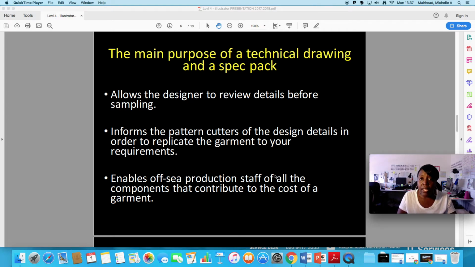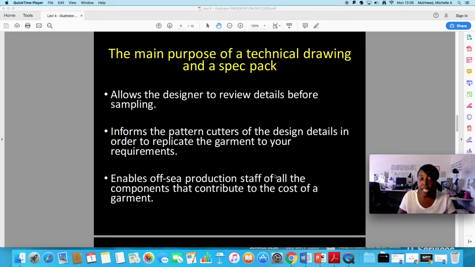So, as I'm going to summarise, the main purpose of a technical drawing and a spec pack. Remember, the technical drawing is the actual drawing itself, front and back. The spec pack has all the construction details in it. You'll get used to this, and when you get to level 5, you probably will have to produce a spec pack. So don't feel like you have to take in all this information I'm telling you today. It's just a really brief introduction.